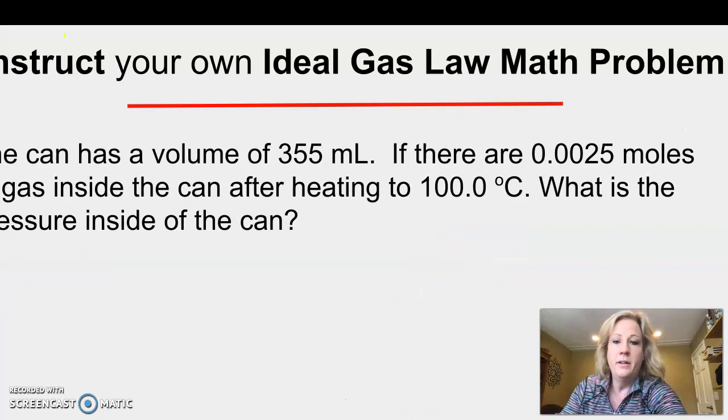Here is another gas law problem, the ideal gas law, PV equals nRT. The volume of a can is 355 milliliters, and if there are 0.0025 moles of gas inside of the can after heating to 100 degrees Celsius, what would the pressure inside of the can be?